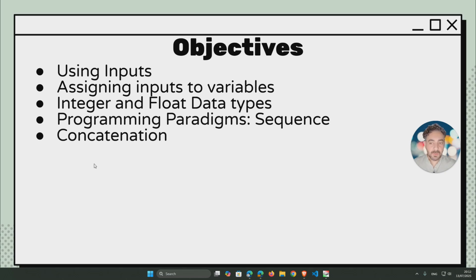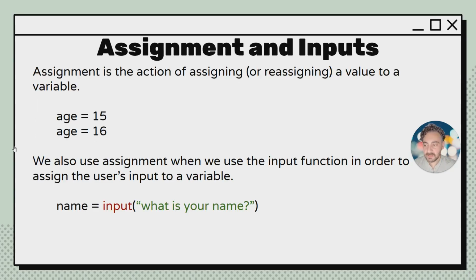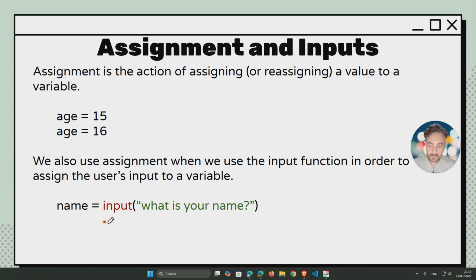And then at the same time, we're going to have to look at different data types. So we've looked at string already in our previous videos. This lesson, we're going to look at integers and floats. And we're going to touch on the programming paradigm of sequence, and then we're going to look at what concatenation is, which is just a fancy word for join. So let's crack on. This lesson, we're going to introduce the new function, which is input, okay?